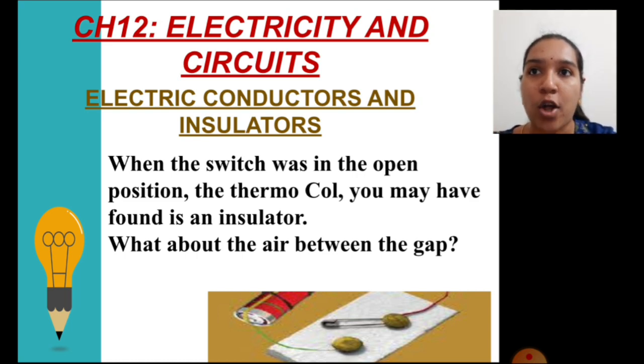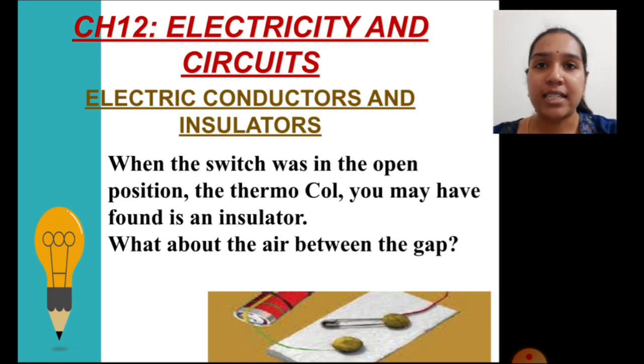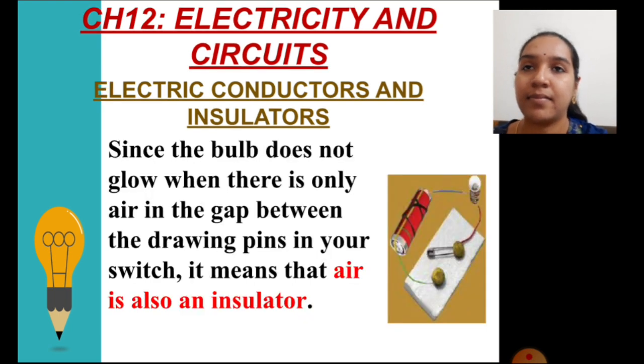Now, after understanding the concept of electric conductors and insulators, you might have also understood that materials like wood and thermocol are insulators. They are only used for holding or giving support to these circuits. But in switch off position, there is a gap between the two drawing pins, as the free end of the safety pin is not touching the other drawing pin. We know air is present in that gap, but still the bulb is not glowing. That means air is also an insulator.